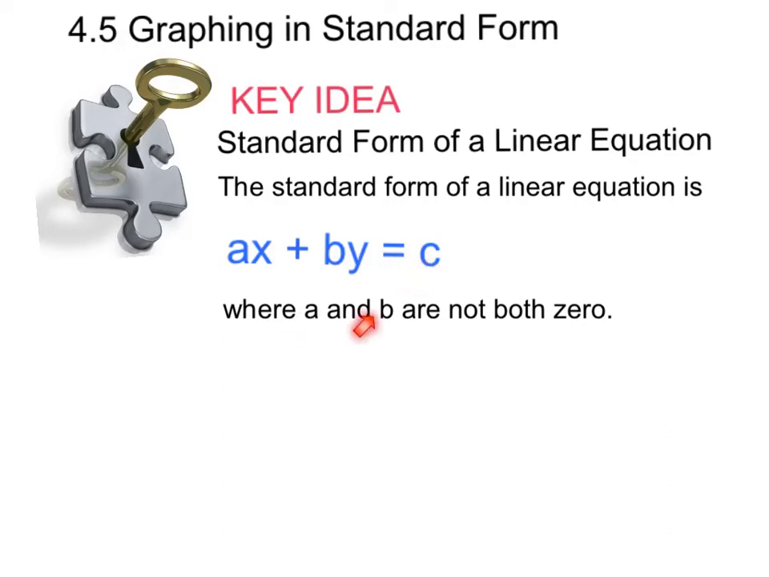So let me give you an example, we'll write it down, of an equation in standard form. Negative 2x plus 3y equals negative 6. In this equation, we have your x term first, then your y term, equals your constant. Therefore, this is in standard form.